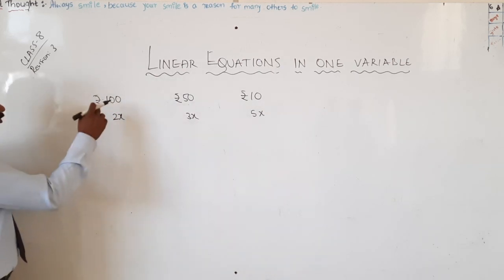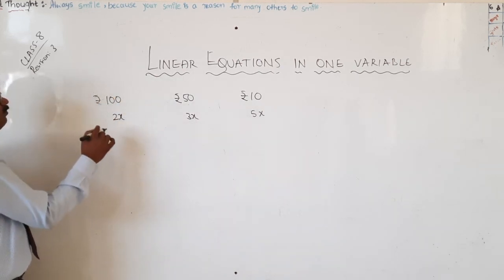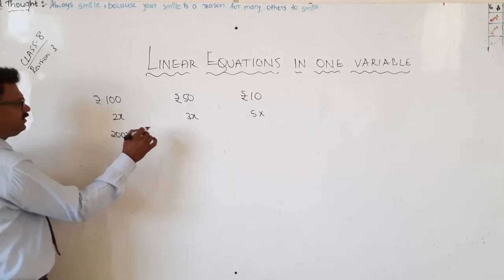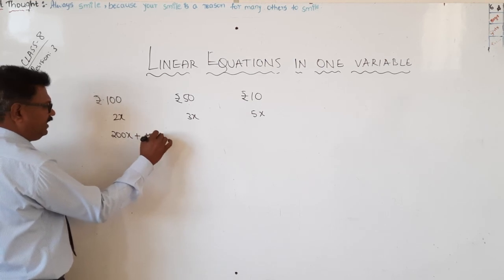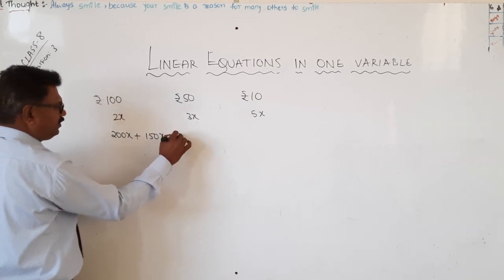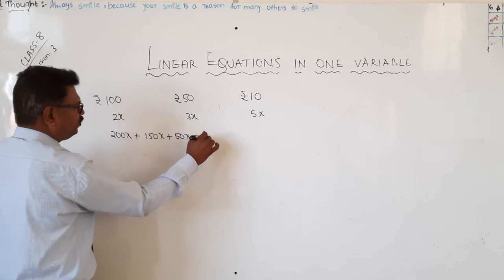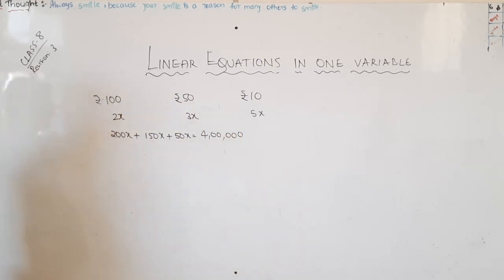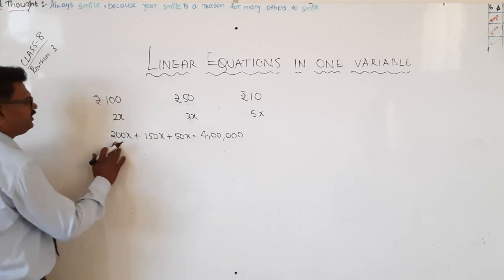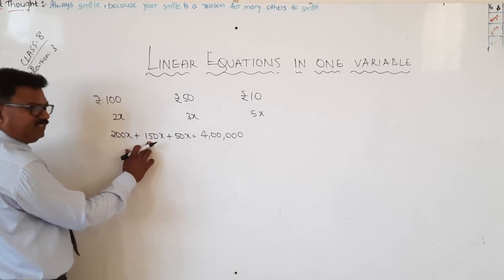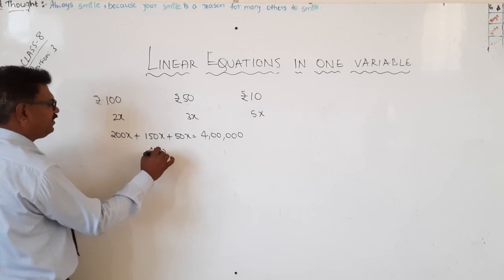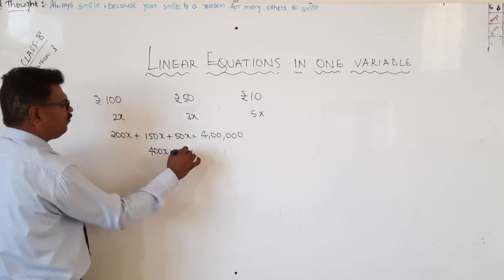Therefore, for the total amount, what do you have to do? You have to multiply. Therefore, 200x plus 150x plus 50x is equal to, what is the total amount? It is 4 lakhs. Now 200 plus 150 is 350, 350 plus 50 is 400x equal to 4 lakhs.